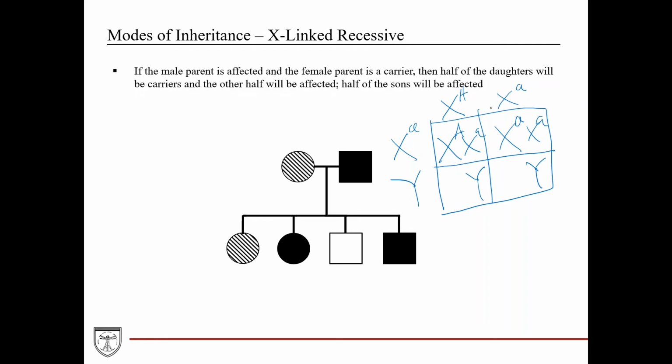And then from their mother, same thing. They have a 50% chance of being completely normal because they have a 50% chance of inheriting a dominant allele from their mother. And then they have a 50% chance of inheriting a recessive allele from their mother, which would make a 50% chance of being affected. So if you look at the breakdown here, half of the daughters will be carriers, half will be affected, and then half the sons will be normal, and then half the sons will be affected.